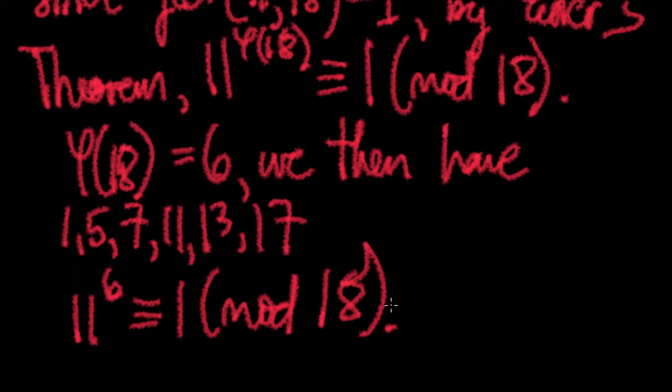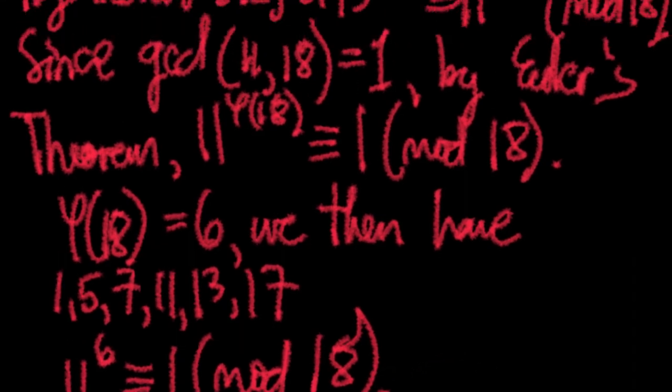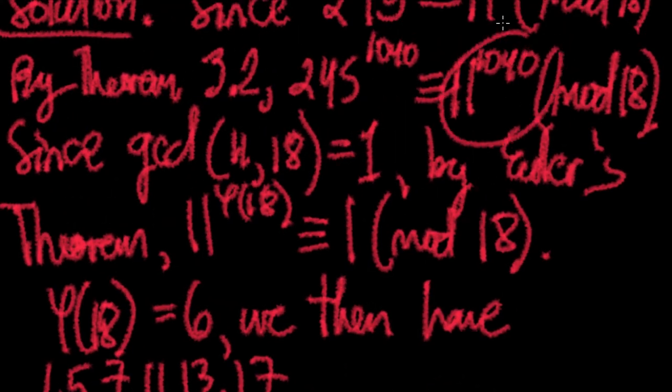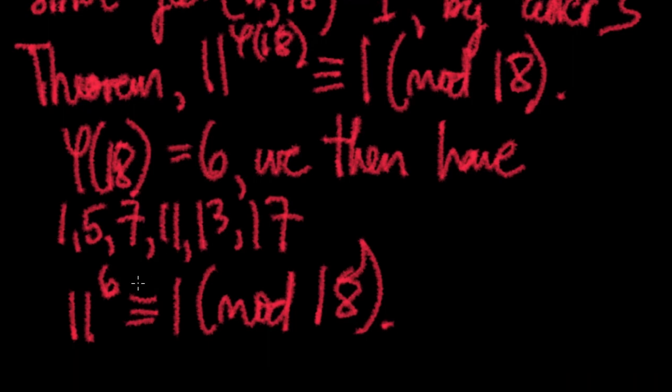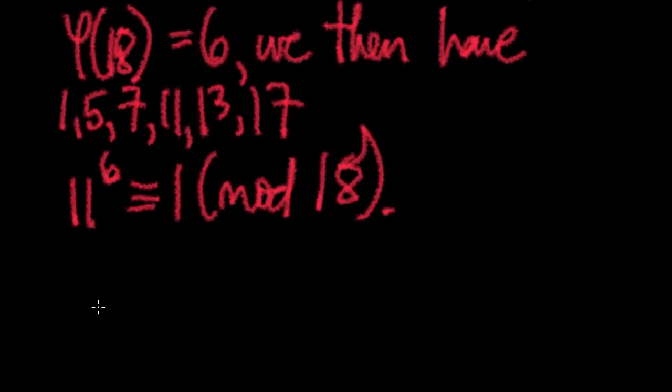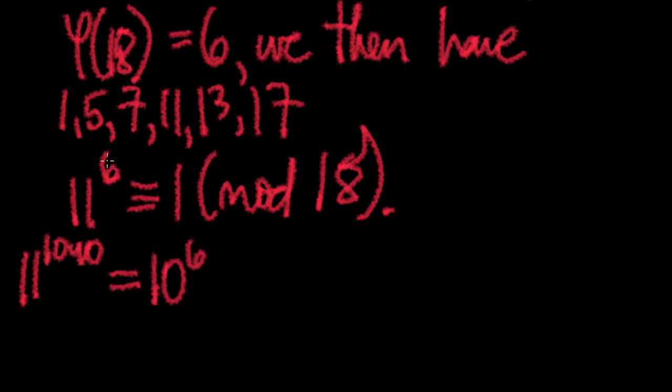Now, it remains for us to get the value of 11 raised to 1040, and we're going to apply this fact here. So therefore, 11 raised to 1040 is equal to 11 raised to 6. We should make use of this since it's congruent to 1.